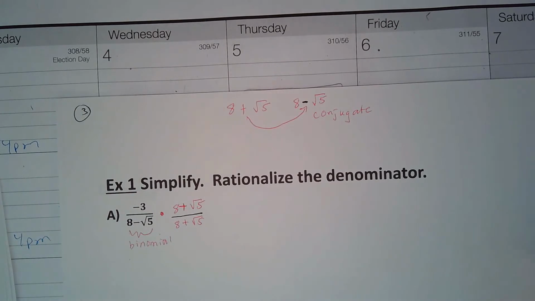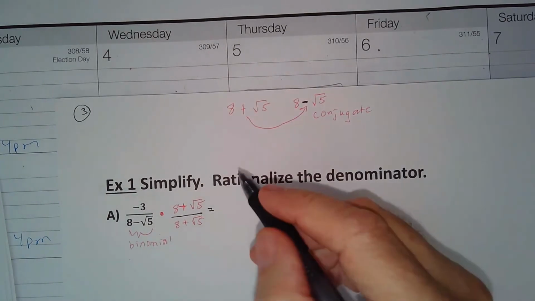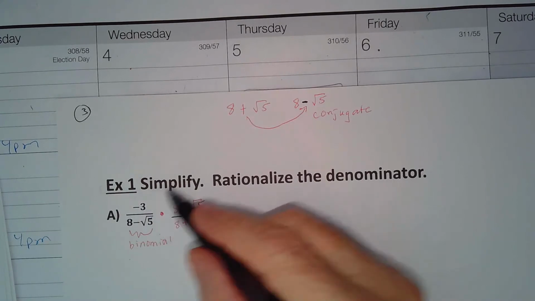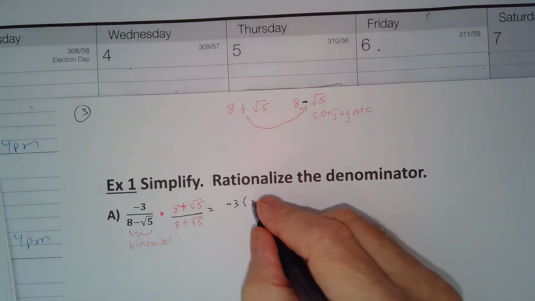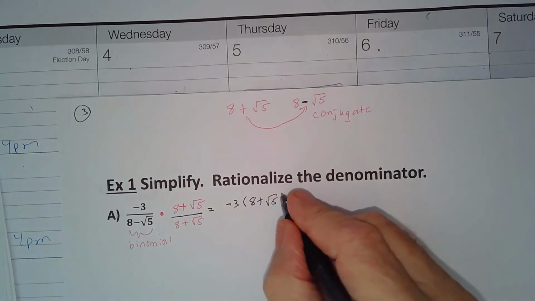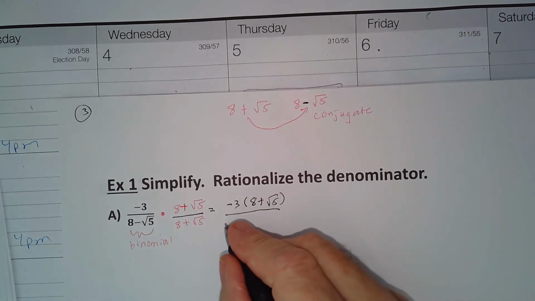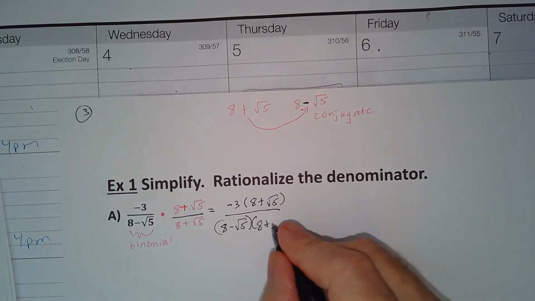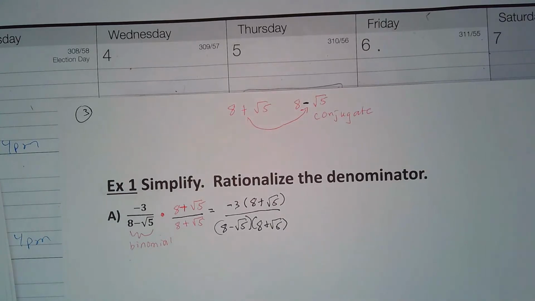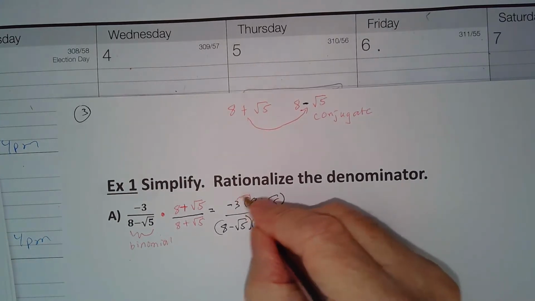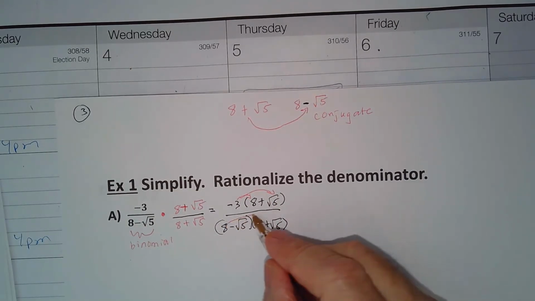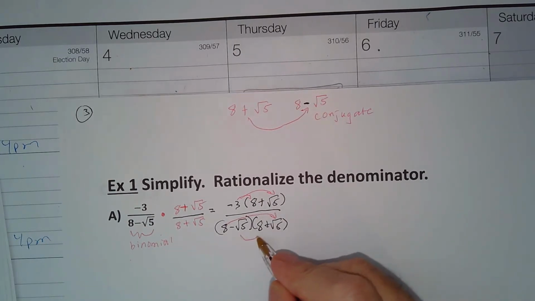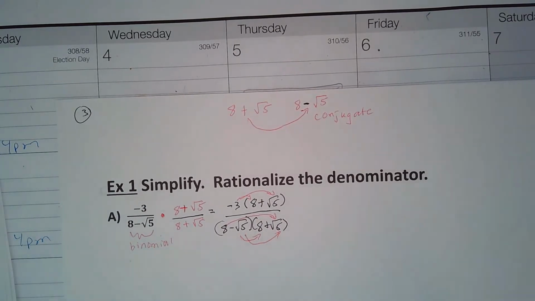All right, so you're going to multiply these together. So this is going to become negative 3 times 8 plus the square root of 5. And down here it's going to be 8 minus the square root of 5 in parentheses times 8 plus the square root of 5 in parentheses. Now we distribute. So negative 3 times 8 and negative 3 times the square root of 5. Let's see what that comes up to. And then down here at the bottom, this is going to be 8 times 8, 8 times the square root of 5, negative square root of 5 times 8, and then negative square root of 5 times positive square root of 5.